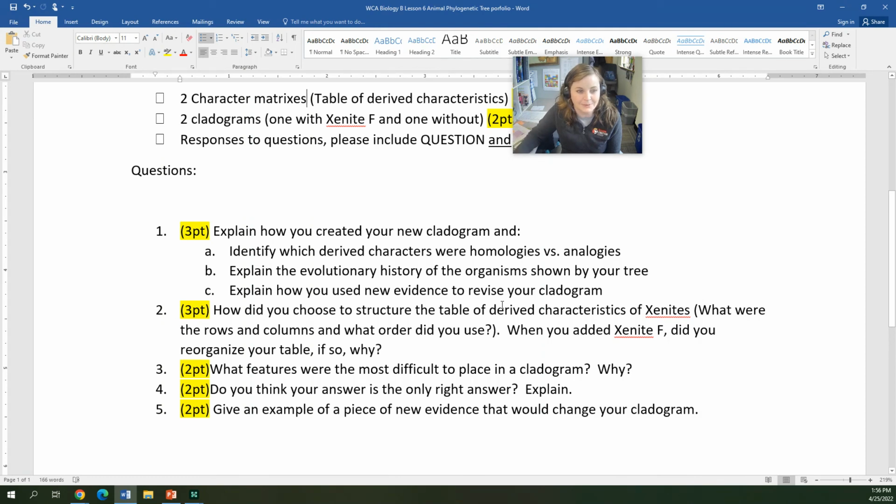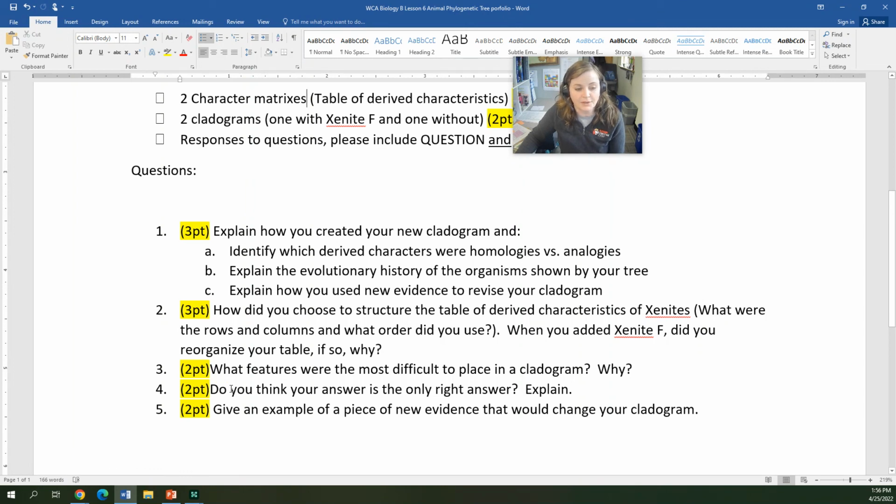That's important. Okay. Question B is kind of hard. Explain the evolutionary history. So who came first? Who came second? Who's the oldest? That kind of stuff. Okay. Question 2, how did you choose to structure the table of derived characteristics of xenites? What were the rows and columns and what order did you choose? When you added xenite F, did you reorganize your data table? If so, why? Question 3, what features were the most difficult to place in the cladogram and why?